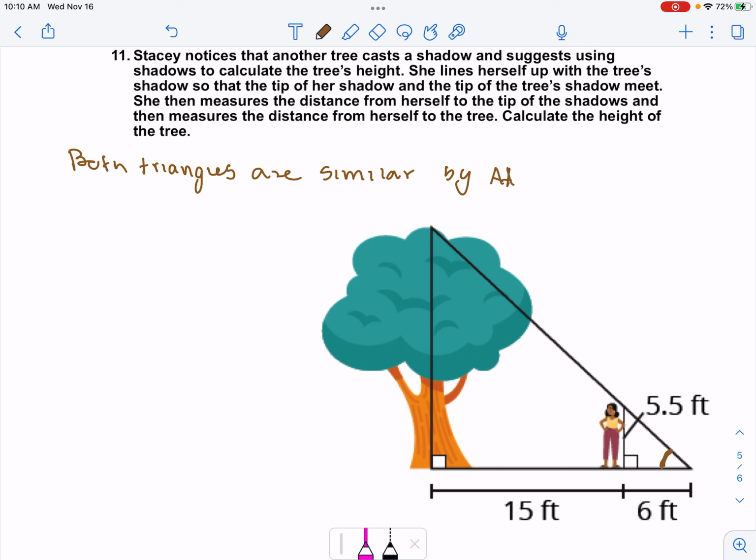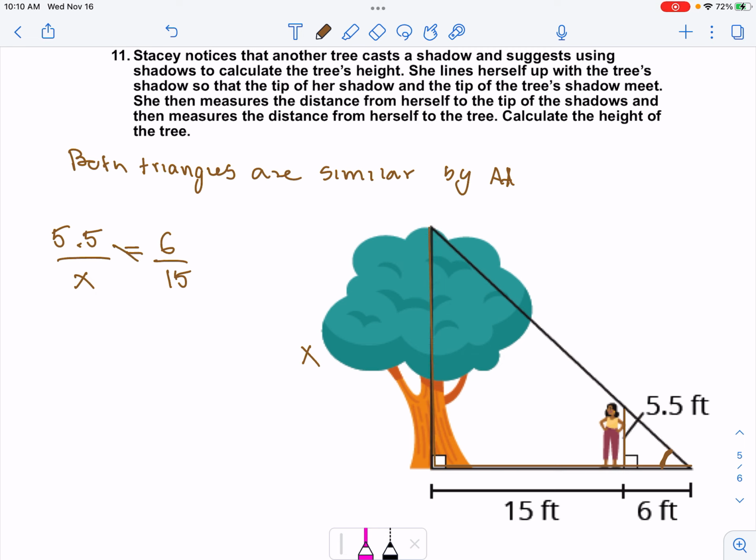Okay, now since that, we can start setting up proportions. Okay, so if this is the height of the tree, we'll call that x. Well, we would say her height corresponds to the height of the tree. And the base of the smaller triangle corresponds to the base of the big triangle. All right, this is the smaller triangle. That corresponds to the big. All right, this is her height. That corresponds to this height.